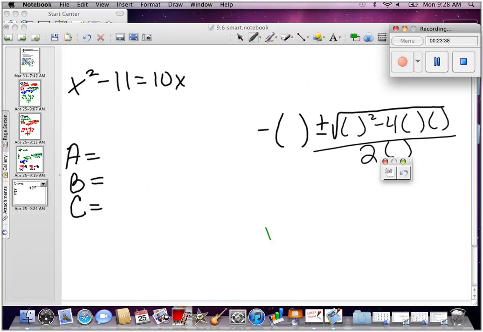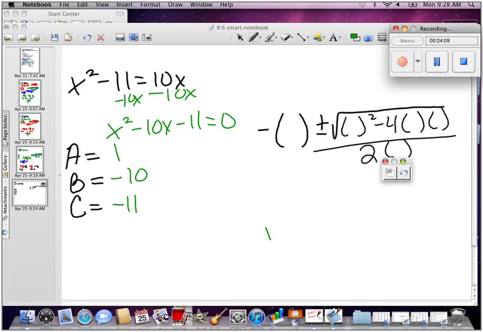All right, Brett, how do I push this in standard form? Subtract. Good. Minus 10x from both sides. So can you please tell me my standard form now? X squared. Yep. So what is it? Equals 0, right? So what is my A? My B? And my C.